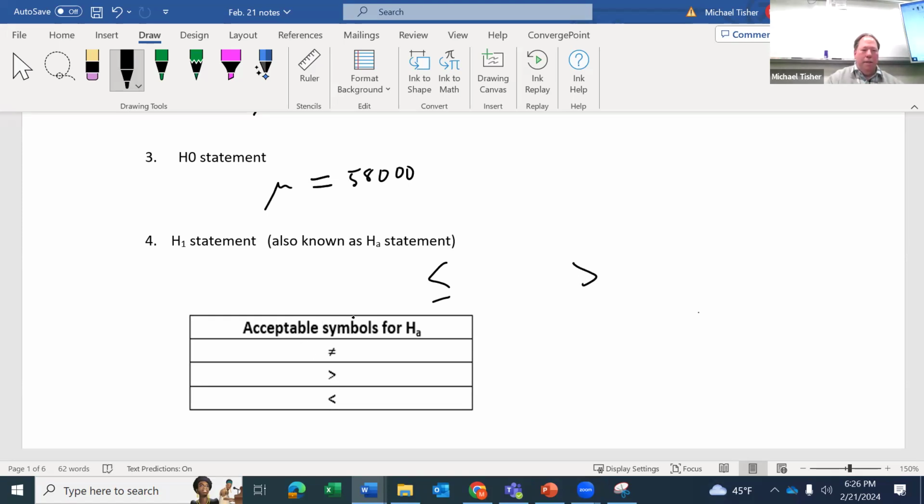Well, in the symbol for HA, I can have a not equal to, right? I can have a greater than, I can have a less than. So can I have a less than or equal to? No, because it's not in the table. So that means it's not going to be less than or equal to, is it? So the only possibility for HA is greater than. So HA will be mu greater than 58,000.